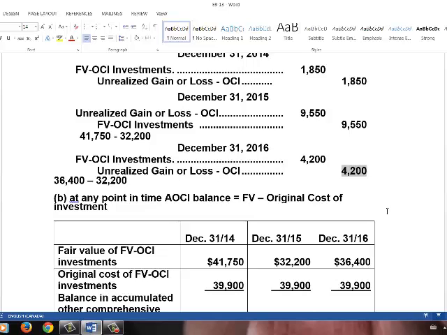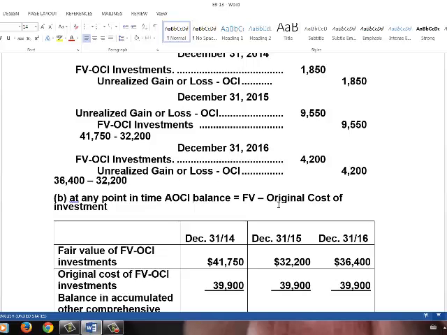So that's part A. Part B said, determine the balance in the AOCI account on the statement of financial position on each of December 31st, 2014, 15, and 16. Well, one rule that we've learned is that at any point in time, the AOCI is accumulating all of those cumulative holding gains and losses on the investment. So if we want to know the balance in AOCI at any point in time, we have to look at what is cumulatively sitting there that hasn't been released either through retained earnings if it's without recycling or through net income if it's with recycling.